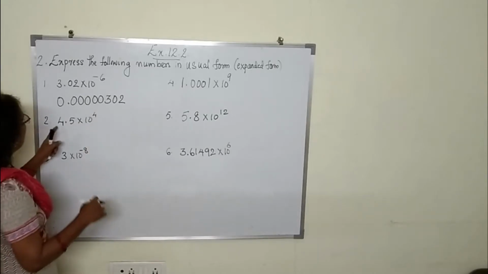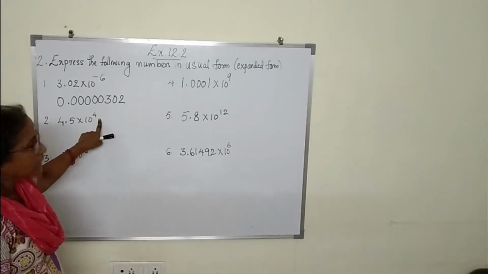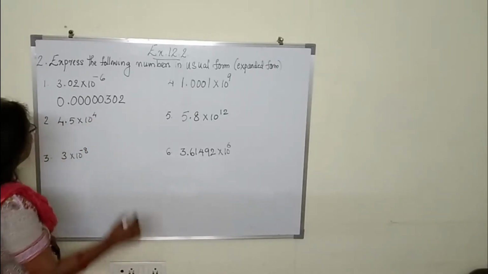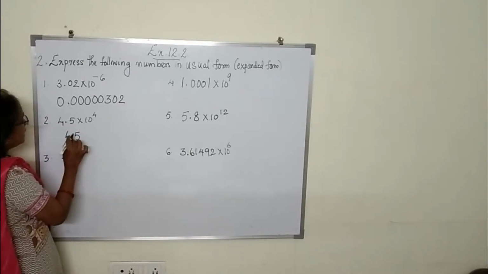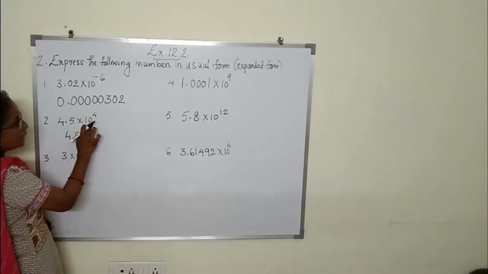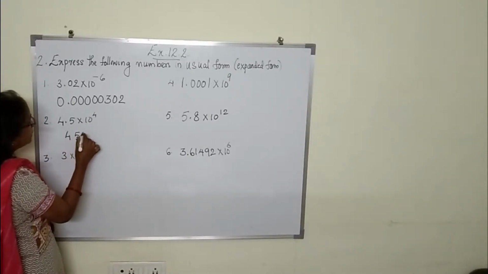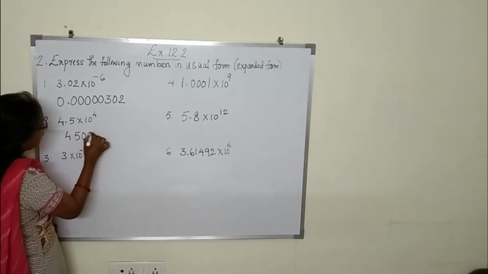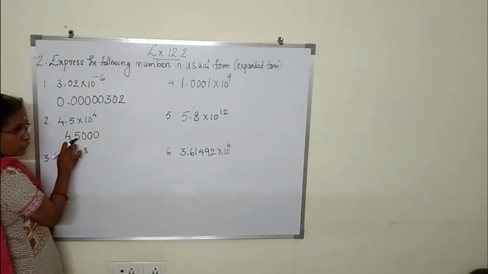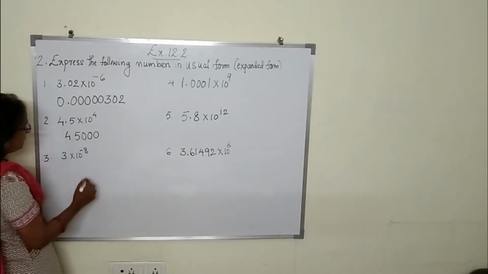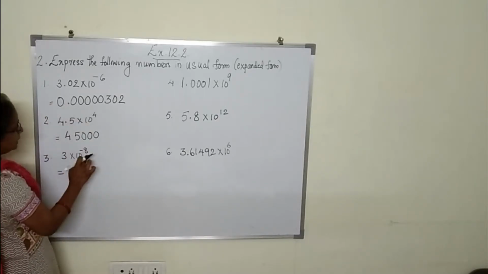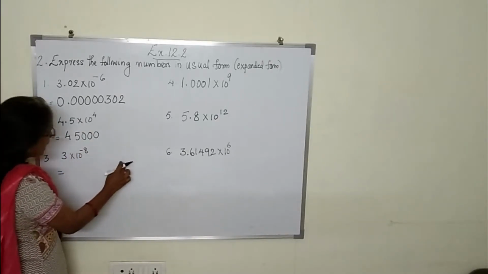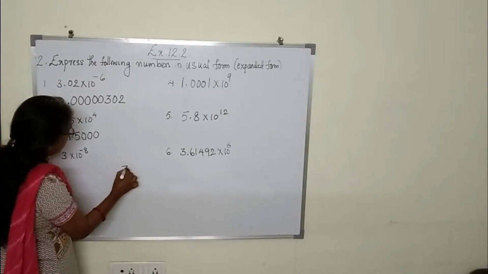Okay. Now here when the power is positive you have to write the number in the beginning. That is 45. And again count from here, 10 raised to 4. So 1, 2, 3, 4. Because the decimal point was here, we count from here. Here again the power is negative. So start writing from here, 3.